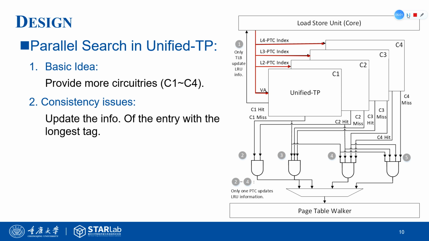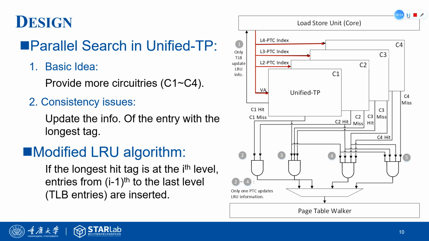According to the check result, replacement information should be updated. In this case, multiple circuitry hits may incur data consistency issues. Therefore, among the hit entries, we update the replacement information of the entry with the longest tag to make sure that only one entry will be updated at a time.